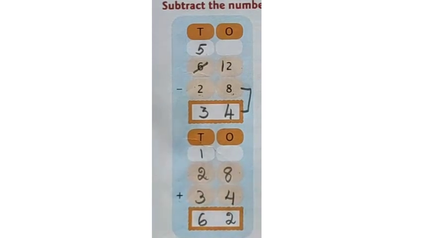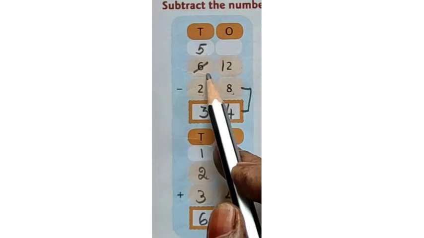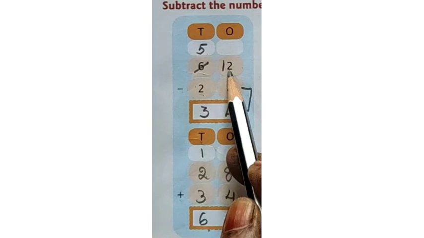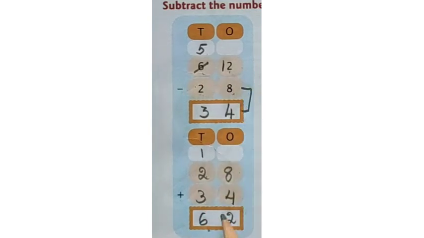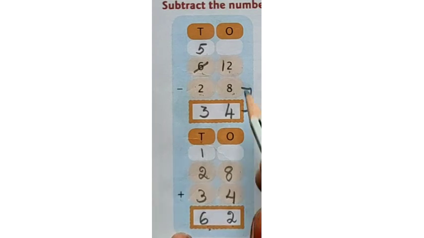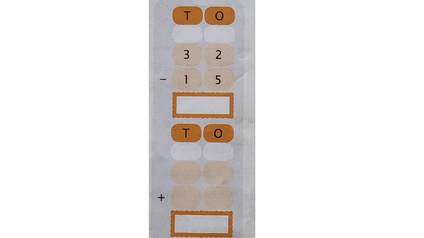Here you have to remember this answer, the sum should tally with the minuend here, 62. First it was 62, the same number you have to get here. The sum and the minuend should be the same. Now let's move on to the next question, that is 32 minus 15. As usual, you do subtraction, children.